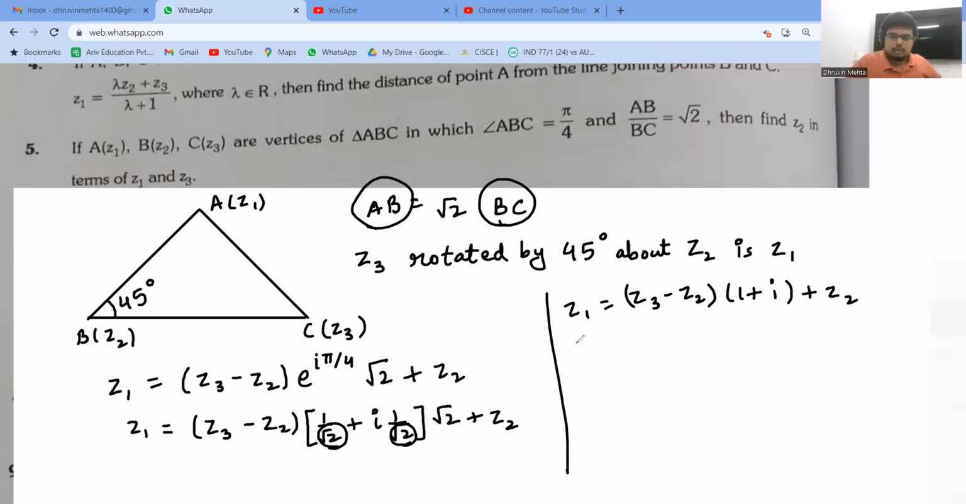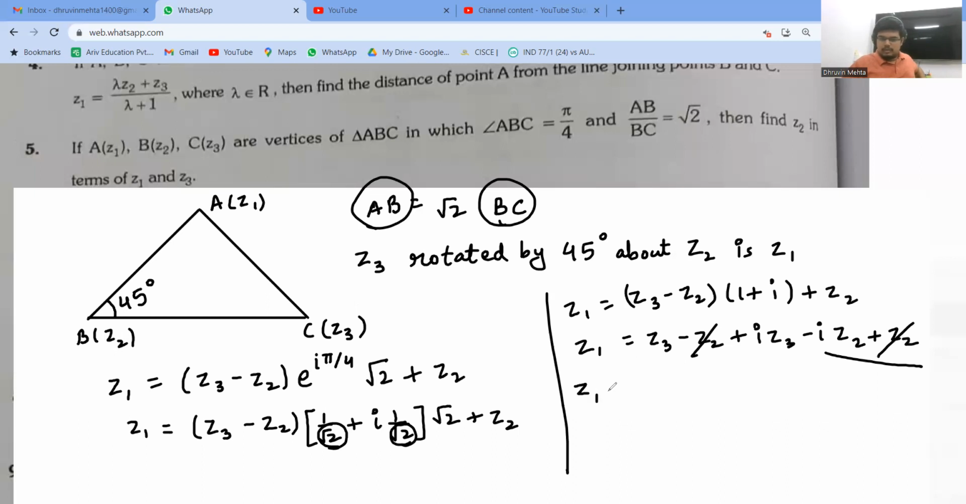इसको पूरा expand करना पड़ेगा. तो Z1 is equal to Z3 minus Z2, Z3 plus Z2 i plus Z3 i minus i Z2 plus Z2. Because we want Z2 in this sum, तो Z2 के टर्म्स को सेम साइड पे रखते हैं. ओ, ये तो कट भी हो रहा है. So now we have Z1 is equal to Z3, कॉमन ले लेते हैं, 1 plus i हो जाएगा, minus i Z2. I'll take this on the other side, Arush. We will get i Z2 is equal to Z3 into 1 plus i, minus Z1.